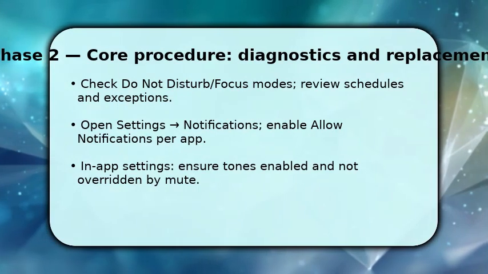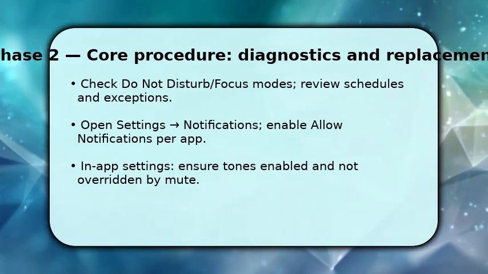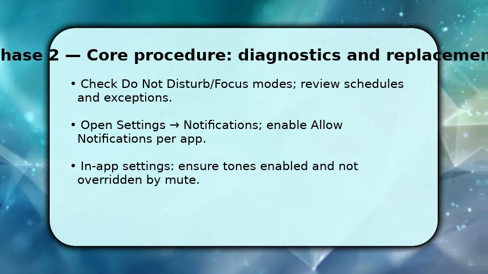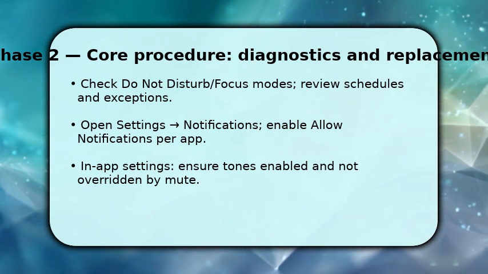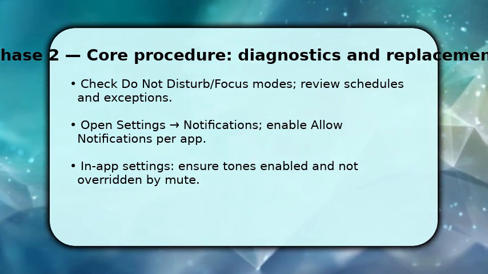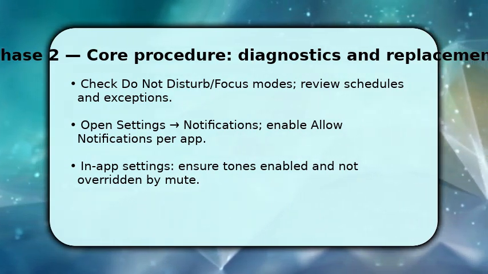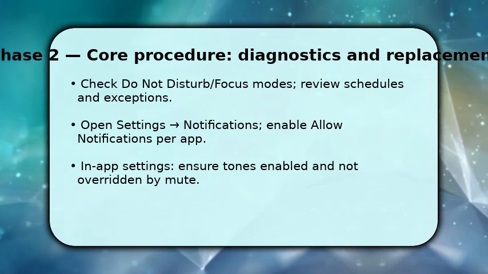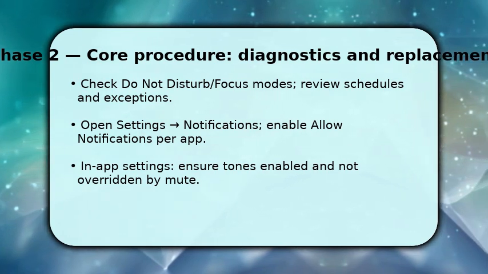Once basics are set, dive into Focus and app notification settings to find hidden blockers. Go to Settings > Focus and disable any active focus, or inspect its schedule and allowed apps so notifications aren't silenced automatically. Then open Settings > Notifications and pick the apps giving trouble. Make sure Allow Notifications, Sounds, and Lock Screen options are enabled.